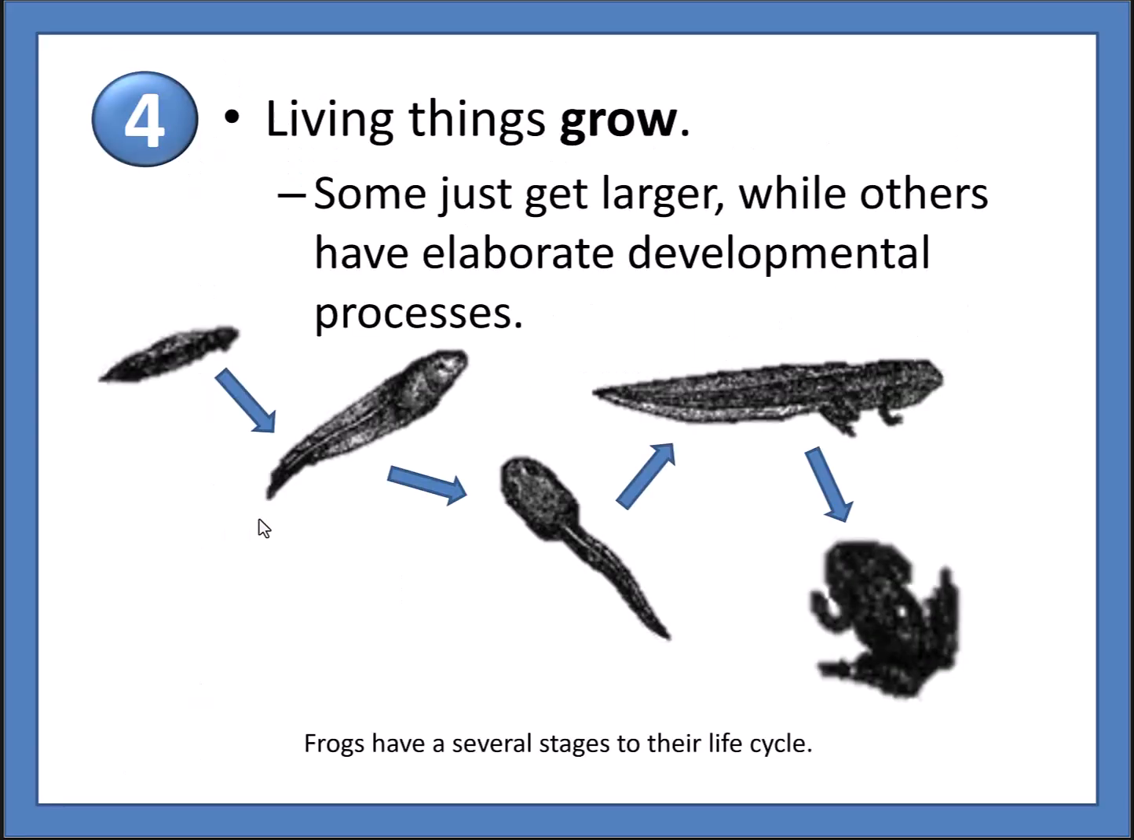Number 4, living things grow. Some just get larger, while others have an elaborate developmental process. For example, frogs have several stages to their life cycle that involves metamorphosis through a tadpole phase and then into the adult frog phase. Sometimes some organisms just get larger, and that's the only kind of growth that they show.